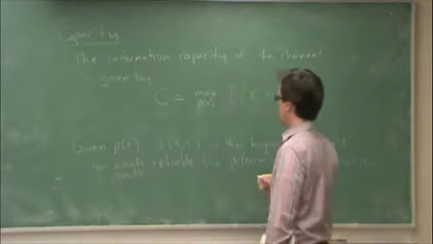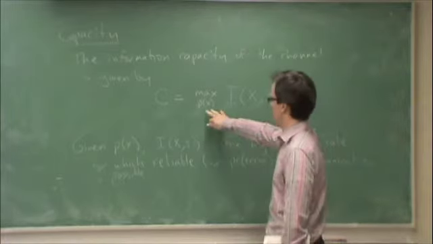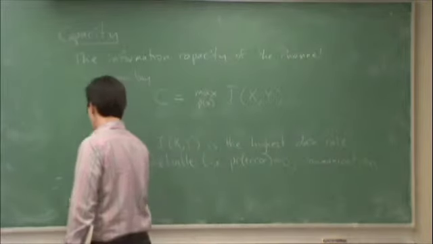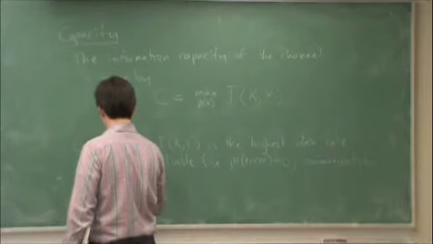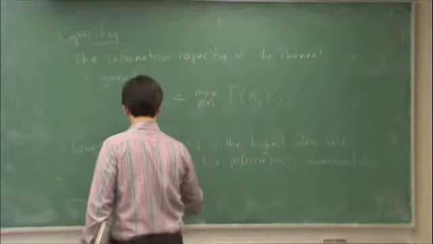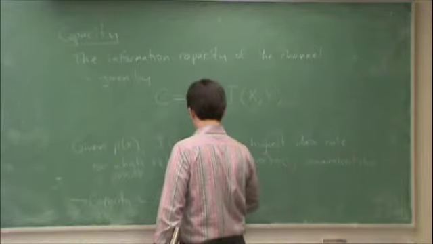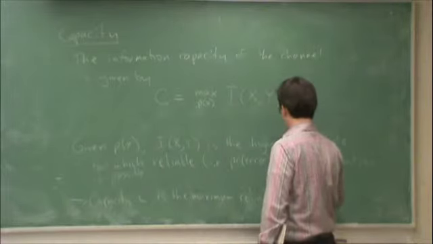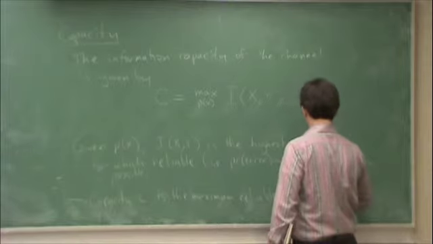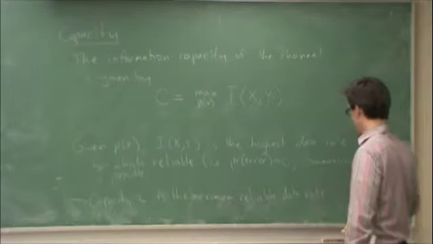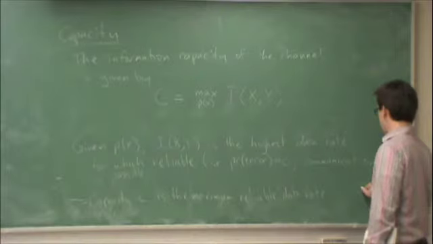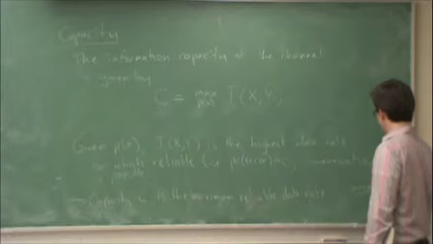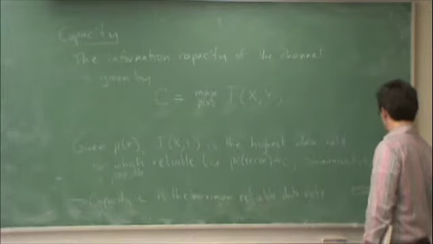So, because I then take I of X, Y and maximize over P of X, and P of X is something that the user gets to decide, then capacity, C, is the maximum reliable data rate. And the measure here is, in either case, in bits, message bits per channel use.